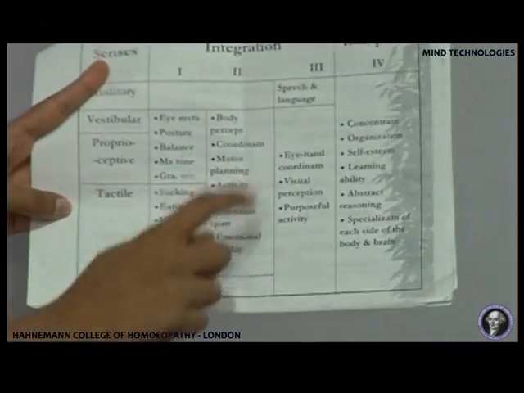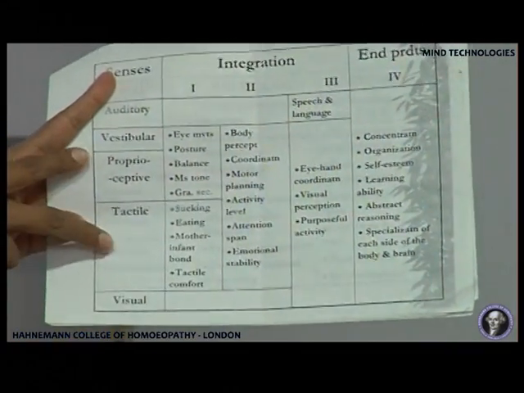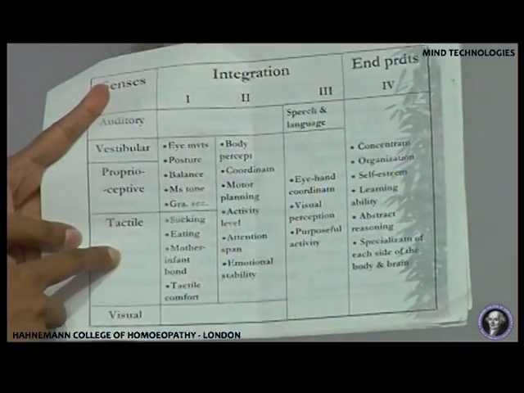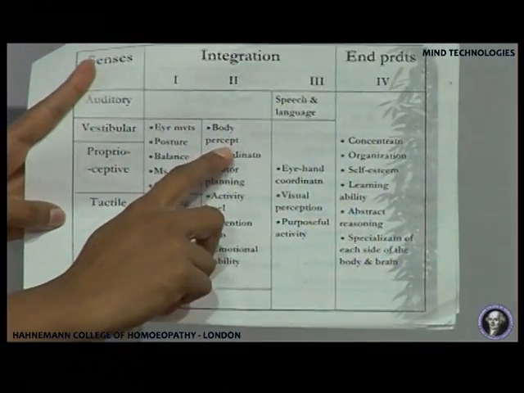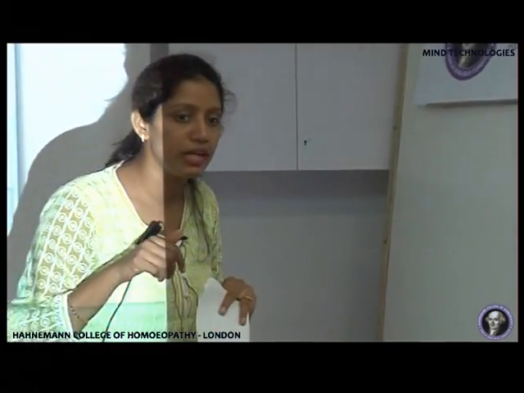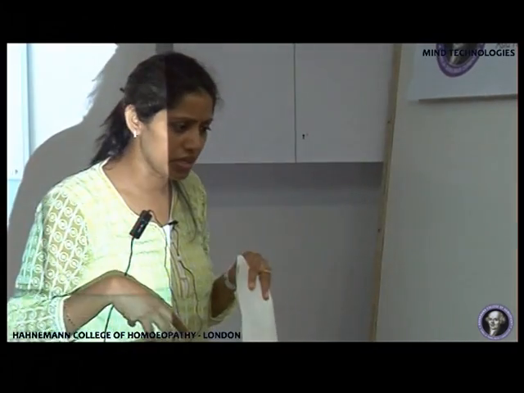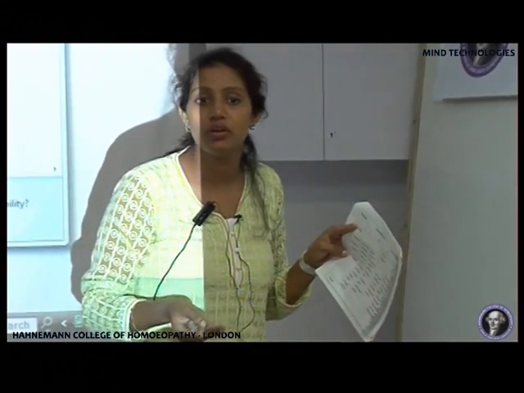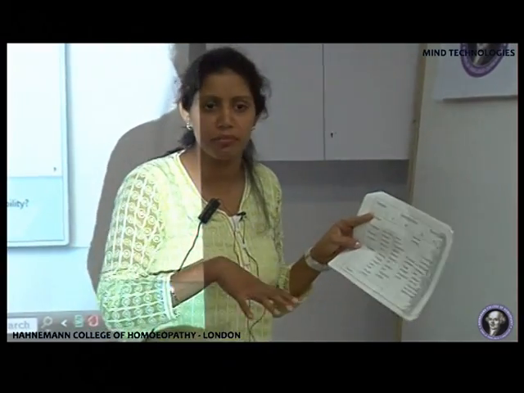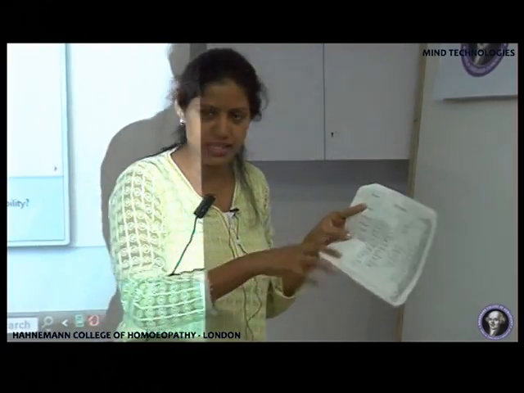The second level of integration is vestibular, proprioception and tactile sensations, all 3 put together will lead to body percept. Now what is body percept? It is the soft map of the entire body on the brain. The sensory map of the body on the brain, which is called body percept or body schema or body concept. It's all the same, or the body image, it's all the same.